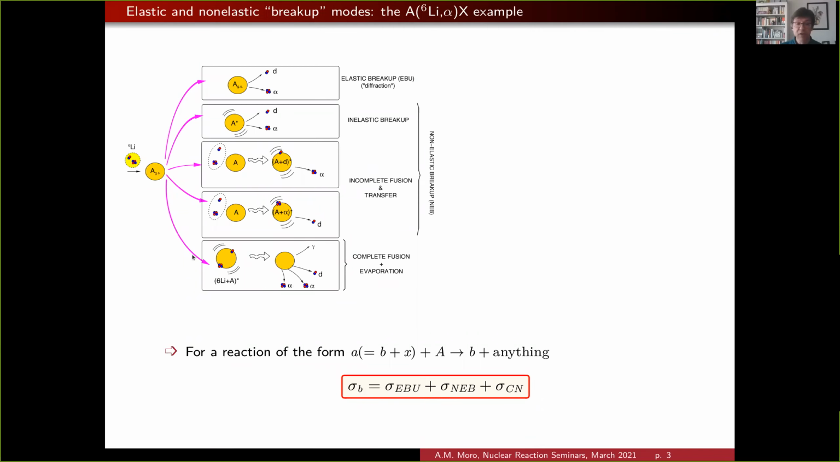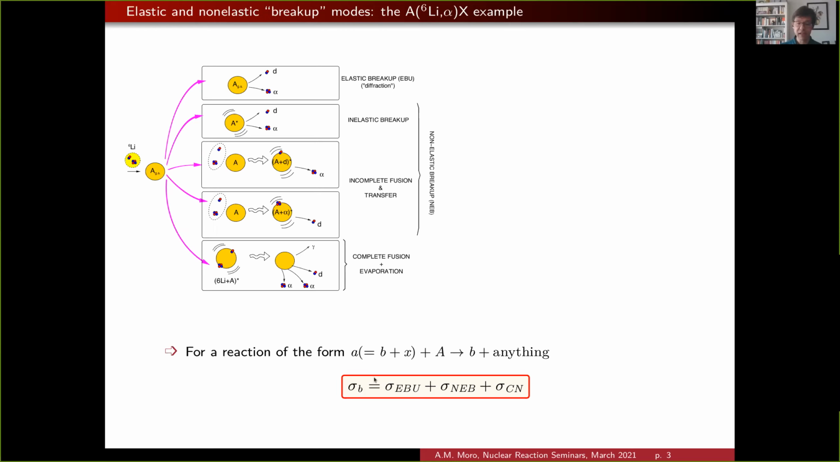And finally, we might also form a compound nucleus of the whole system and then have a subsequent evaporation of particles, a process that we call complete fusion, and then the evaporation of the different particles or gamma rays. So for a reaction, I will use consistently this notation for a projectile consisting of B plus X. So for example, the deuteron is proton plus neutron, or lithium-6 will be alpha plus deuteron. And we detect only one of the two fragments.